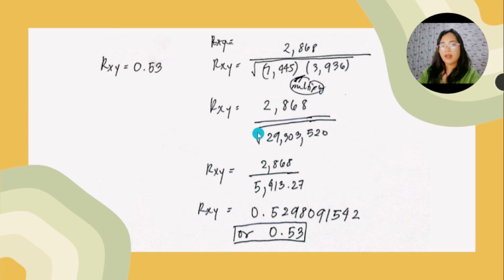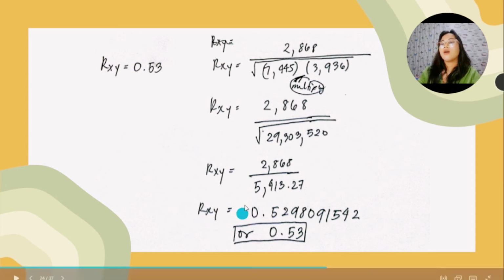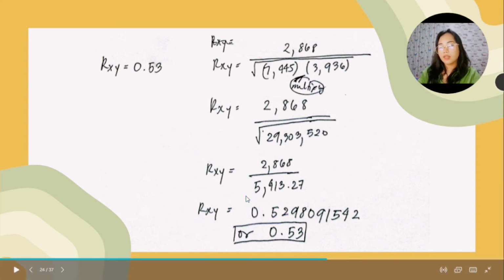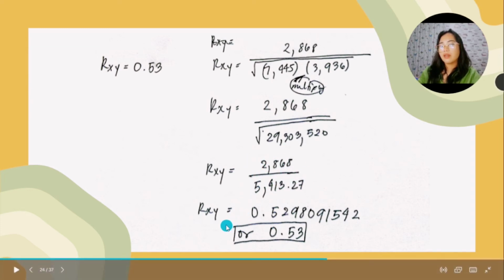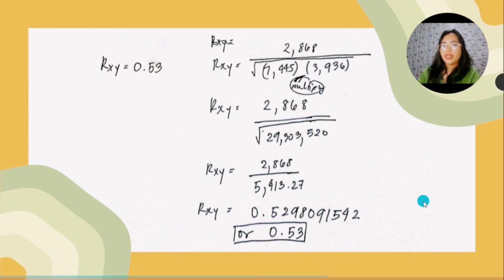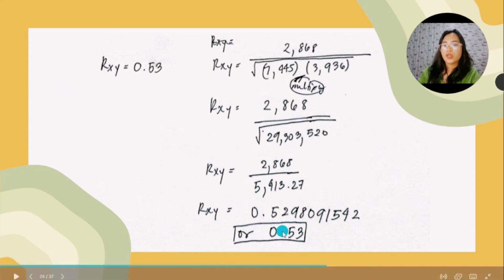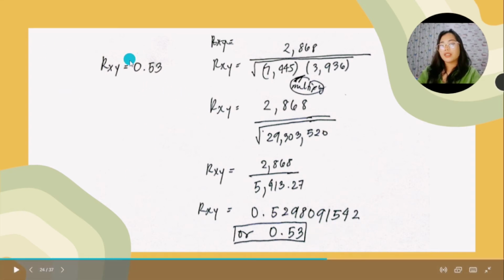The next step is to find the square root of 29,303,520. The square root of 29,303,520 is 5,413.27. So you divide one by the other. After dividing, we have the value of 0.5298091542, or rounded up as 0.53.